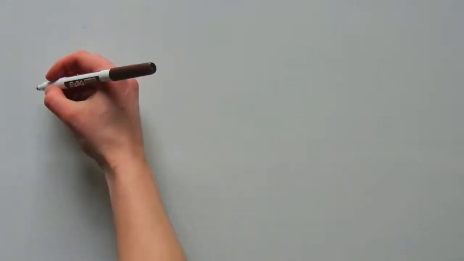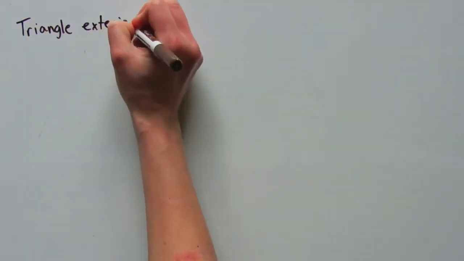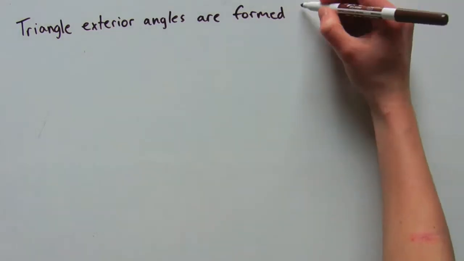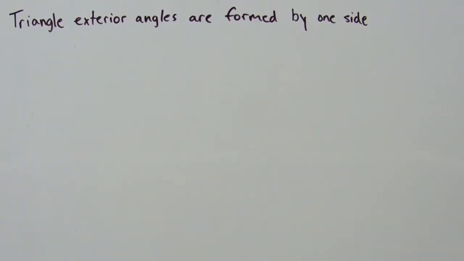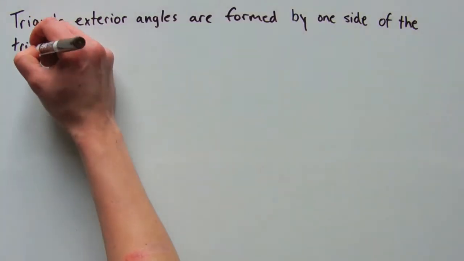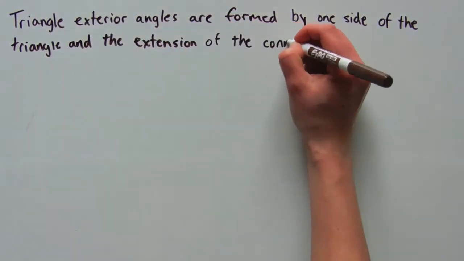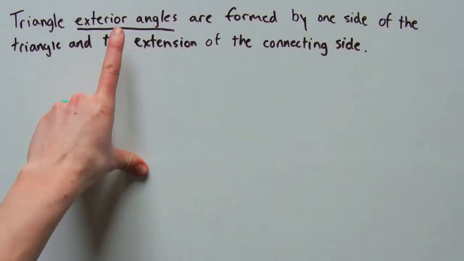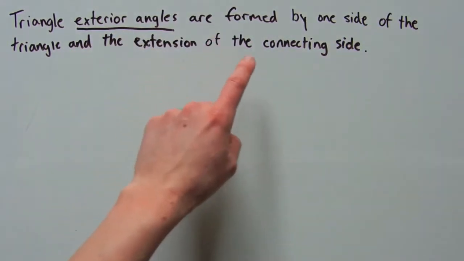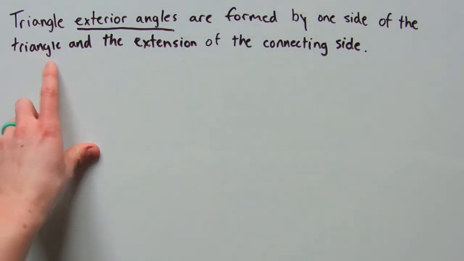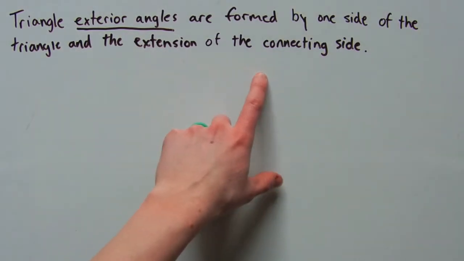In this video, I'm going to prove the exterior angle theorem. But before we do that, we have to figure out what exactly is the exterior angle on a triangle. The exterior angles of a triangle are formed by one side of the triangle and the extension of the connecting side.